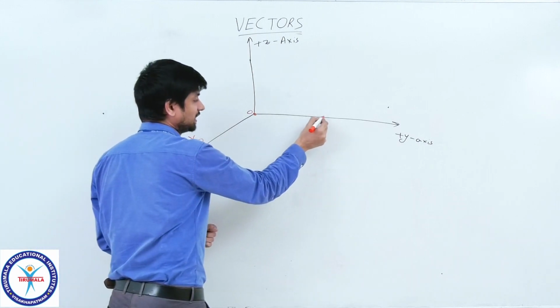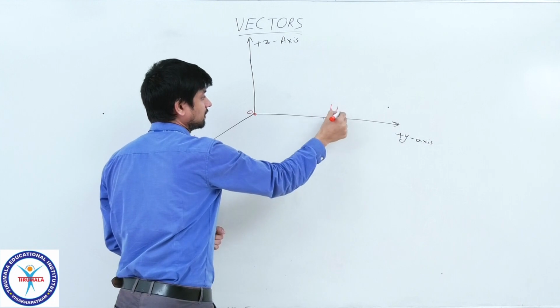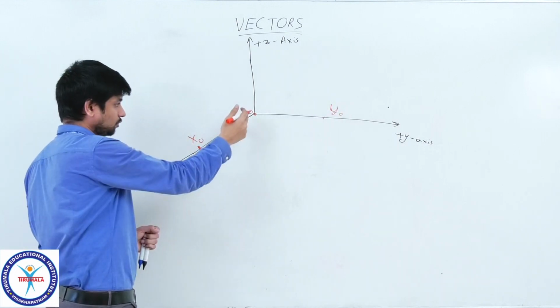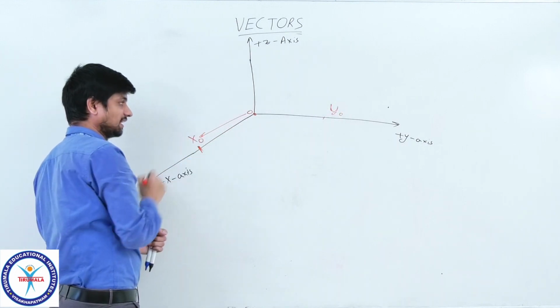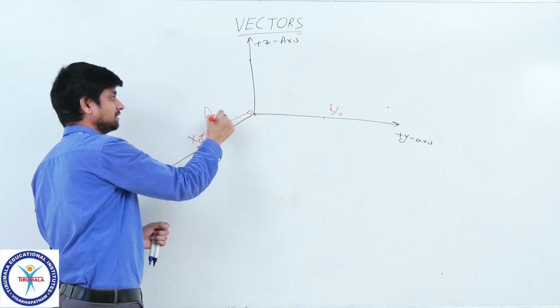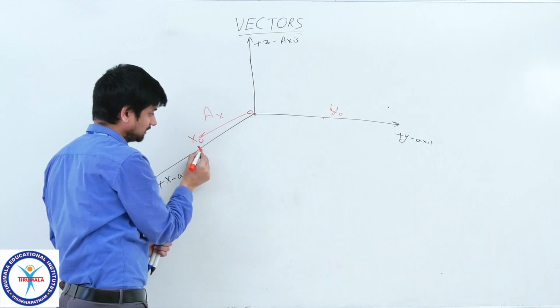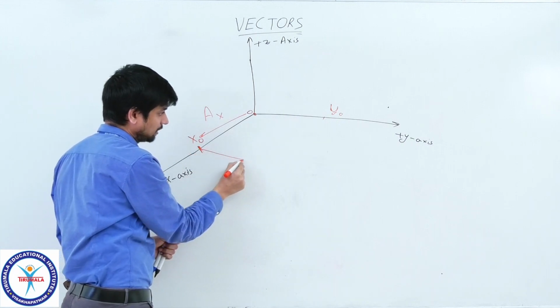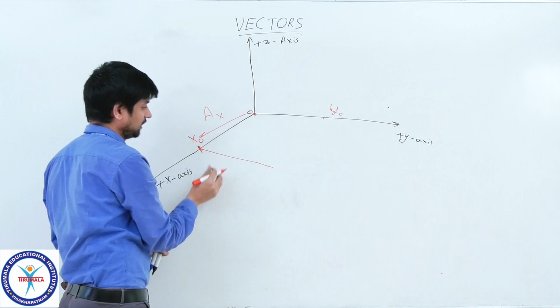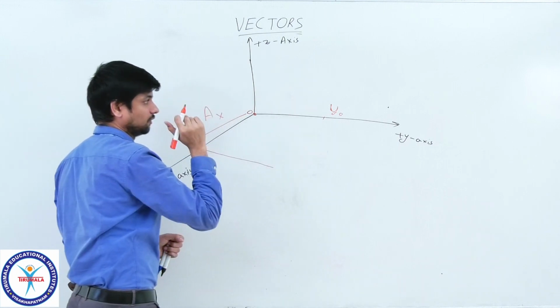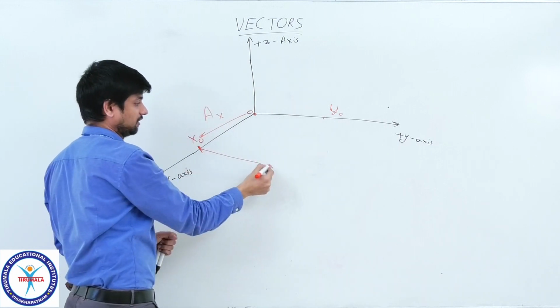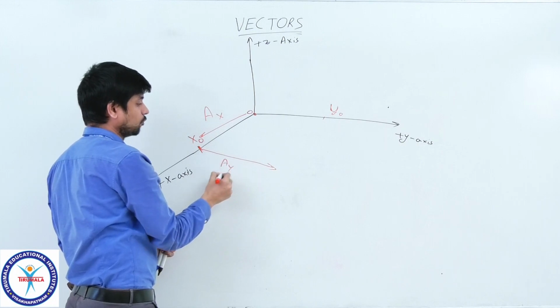it intercepts the y at y naught. So, along this one you should take the length as ax, and along y axis parallel to that one draw the line parallel to and equal. So, this one should be equal, right. In that way I have drawn. This is ay.